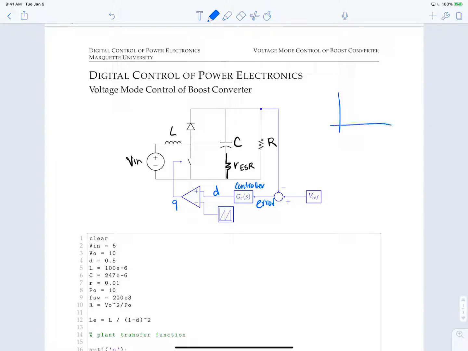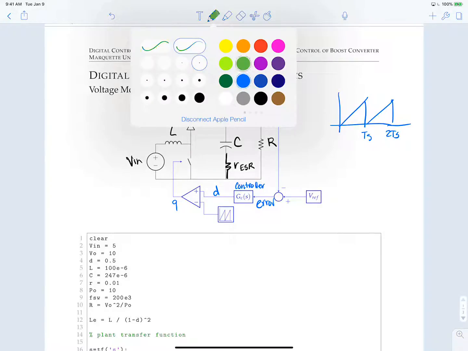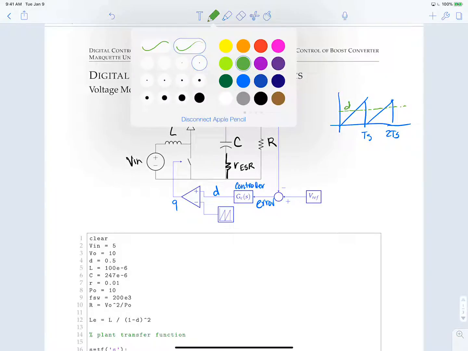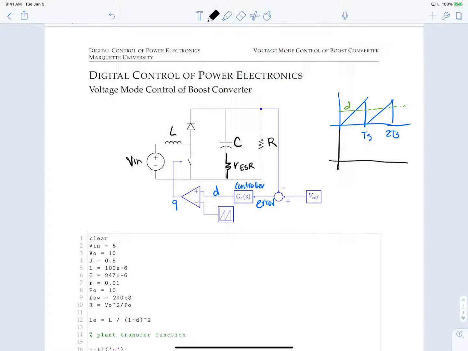In terms of what's going on with the ramp, it's a constant increasing ramp that repeats every TS, and being compared against the ramp is the output of the controller. That will be D, and of course the comparison of those two will generate our switching signal Q. So whenever D is greater than the ramp, it'll be a 1, and when it's not, it'll be 0. And here's how we generate our PWM. This is going to repeat again every cycle TS. Essentially, the frequency of this ramp here will set up the switching frequency.